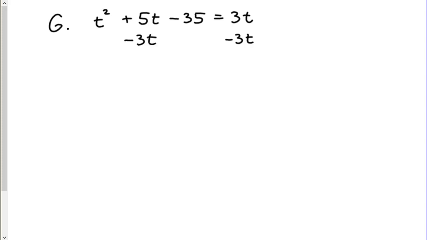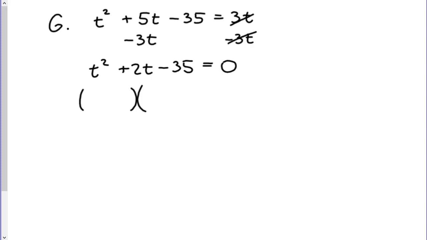All right, one last example here. t squared plus 5t minus 35 equals 3t. Now the only way that this is different is instead of a constant on the right-hand side of the equation, I have 3 times t. But that's no problem because I can subtract that entire quantity over and it still cancels out to 0 on the right-hand side. So I have t squared plus 2t minus 35 equals 0.